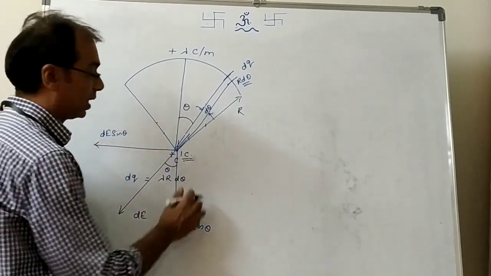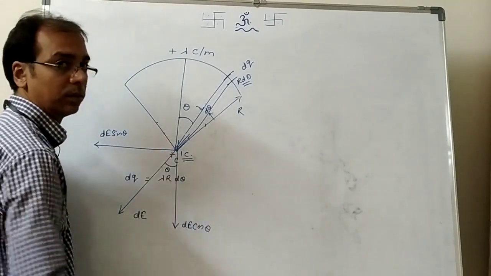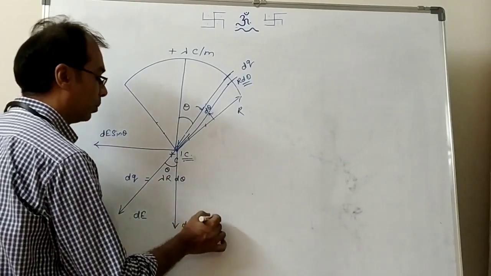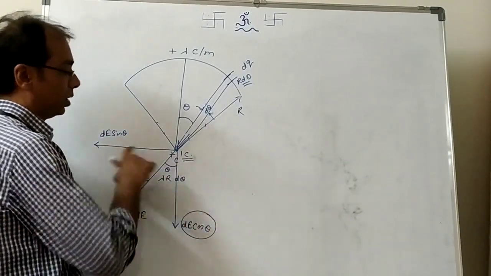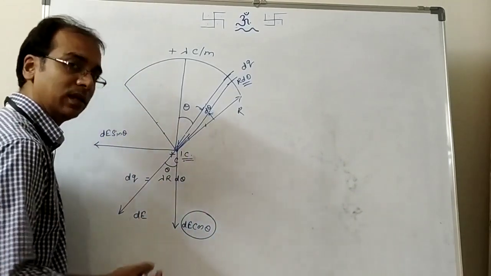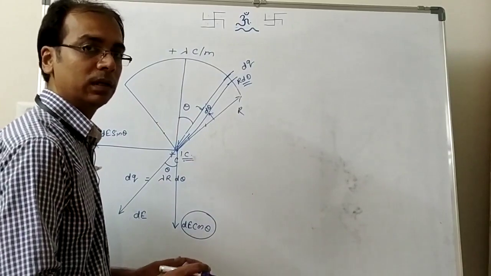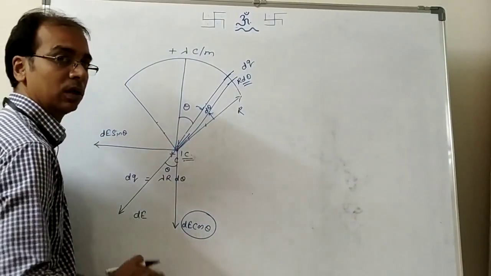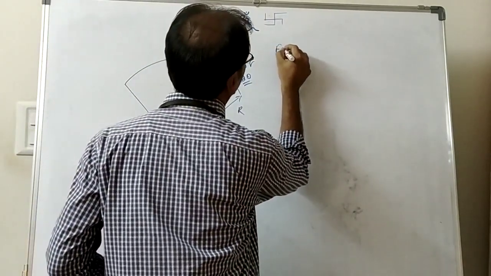So which component will get cancelled? The horizontal component will get cancelled, and you are going to get the vertical component only. So which component should we be integrating? The component which is getting added, that means the vertical component. The horizontal component, since it is getting cancelled, we don't have to integrate. But still, if you want to integrate, you can. The answer will come 0 for the horizontal component. So we are going to integrate only the vertical component.